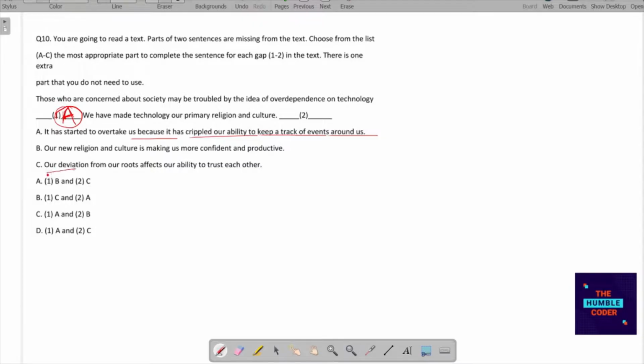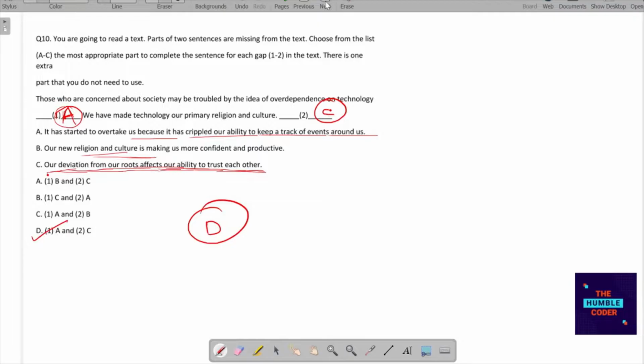So this can be a continuation. We can see that this can act as a continuation to the previous sentence, because over here we are speaking like we have deviated from our roots, right? But over here it is totally talking about the new religion. So this doesn't fit much better in comparison with C. So the option C seems to be a perfect fit in this case. So the answer for this will be then A and C, that is option D.